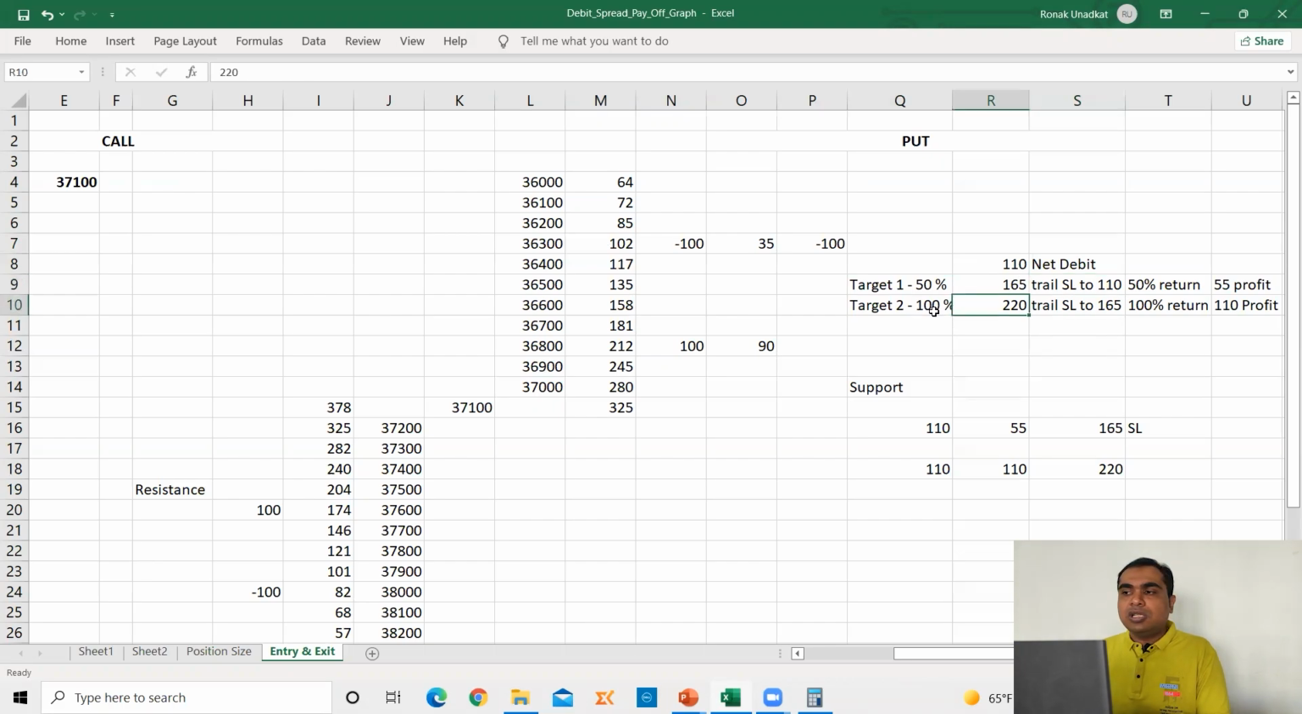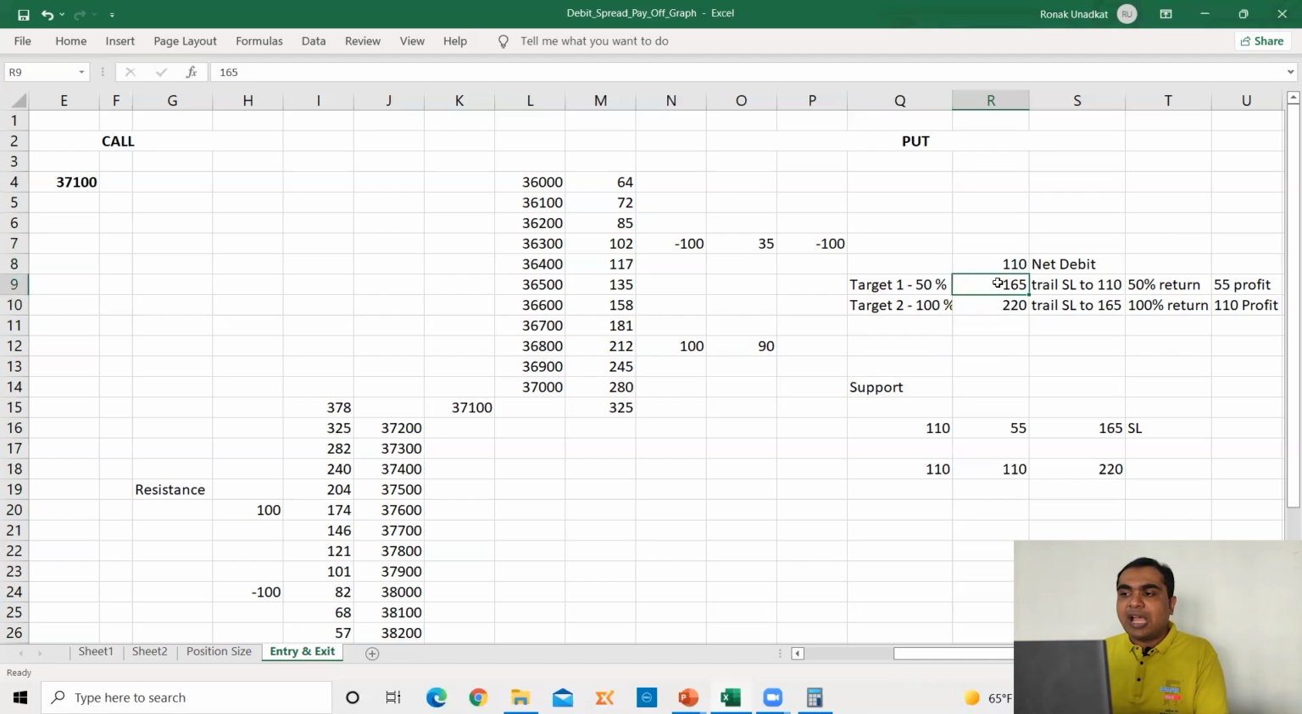So let's say now your spread size becomes double, and the market still continues in your favor. So now you are sitting on a 100% ROI. That means your spread becomes double. So in that scenario, you will trail your cost to the first target. That's 150% of your spread, right?